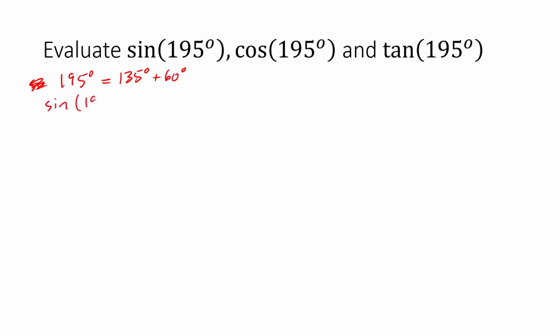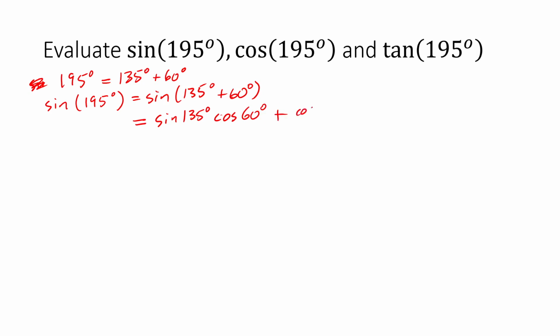So we can say that the sine of 195 degrees is equal to the sine of 135 degrees plus 60 degrees. And since sine A plus B is equal to sine A cos B plus cos A sine B, we can say that the sine of 135 plus 60 is equal to the sine of 135 cos of 60 plus the cos of 135 sine of 60.